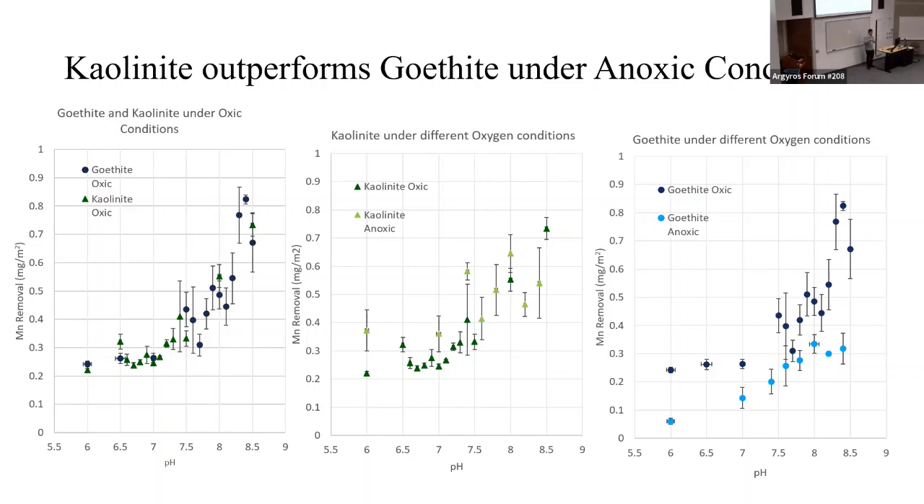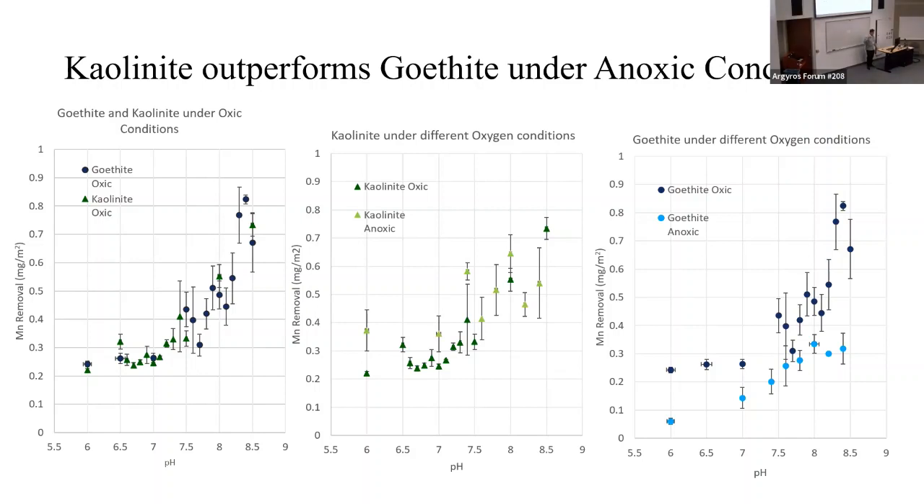Kaolinite removes similar amounts of manganese between these two conditions. And lastly, with goethite, we see this very smooth curve here in the anoxic conditions, and I'll talk about that later. But when comparing the kaolinite anoxic conditions and the goethite anoxic conditions, it's also easier to see that kaolinite outperforms goethite, which is why, again, as I mentioned earlier, kaolinite is more reactive than goethite.